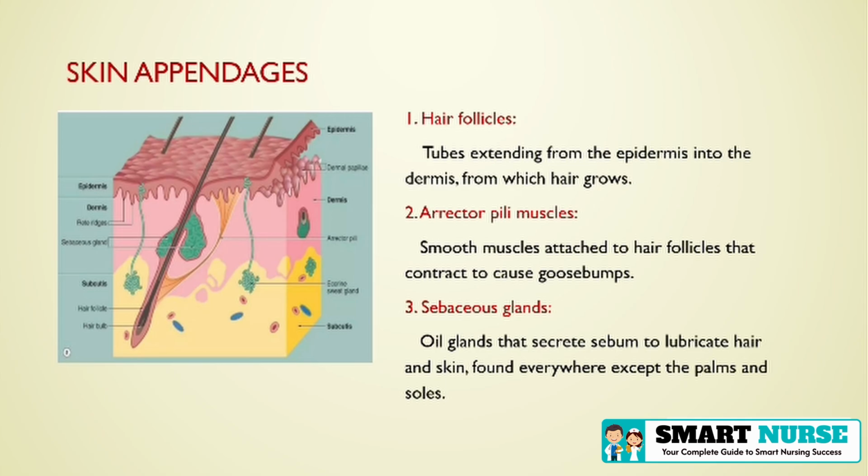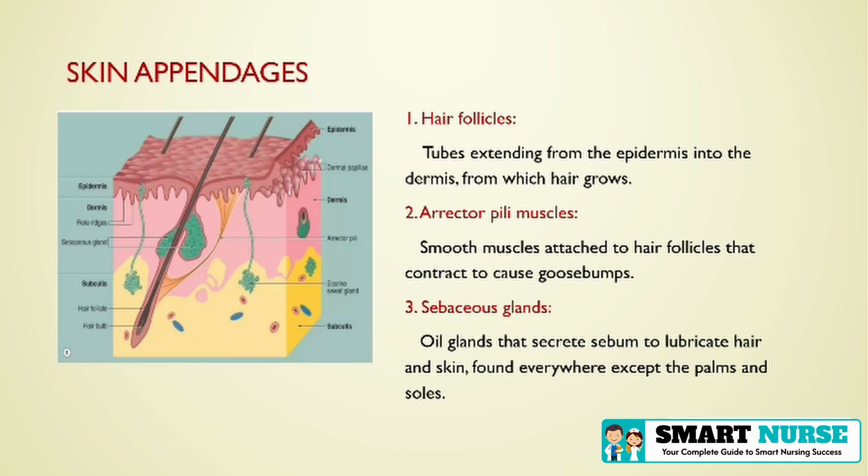The hair has many parts. The hair has its shaft, that is the visible part. The hair has a root, that is the embedded part, and the hair has a bulb, that is the expanded lower end. It has a hair follicle, the surrounding tubular sheath, and a hair papilla, an invaginating layer of dermis. The next appendage is the erector pili muscle, which is a smooth muscle attached to the hair follicles that contracts to cause goosebumps.